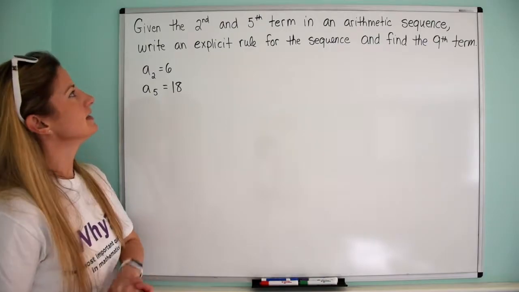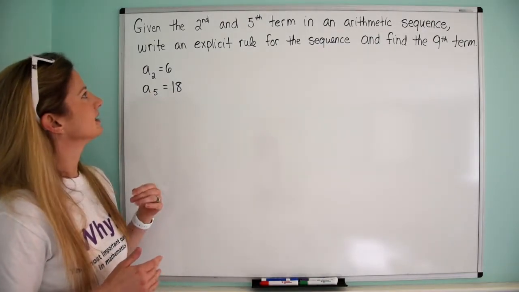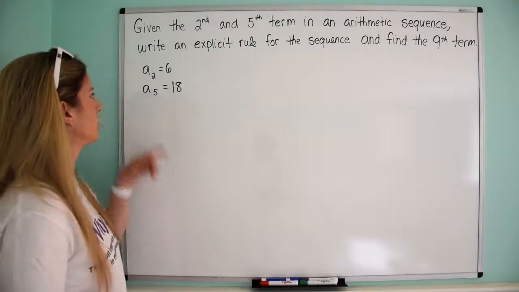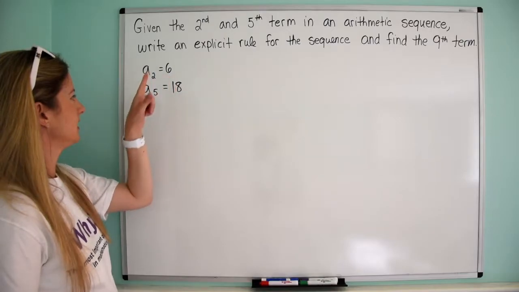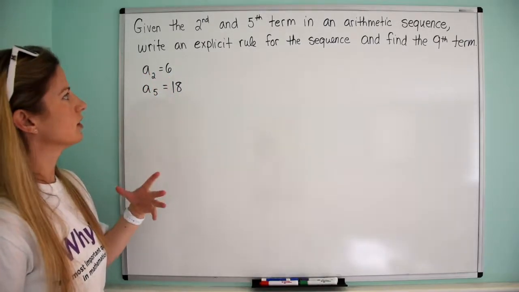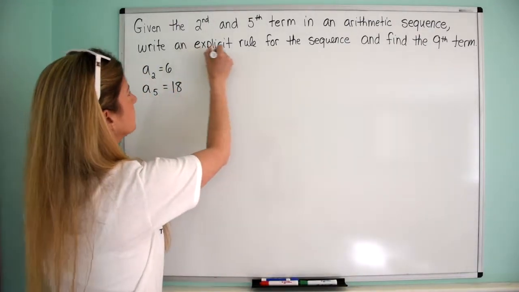So, if we are given the second and fifth term in an arithmetic sequence, write an explicit rule for the sequence and find the ninth term. Okay, so we know our second term is 6 and we know our fifth term is 18. And what is our goal? What do we want to do? We want to write an explicit rule.